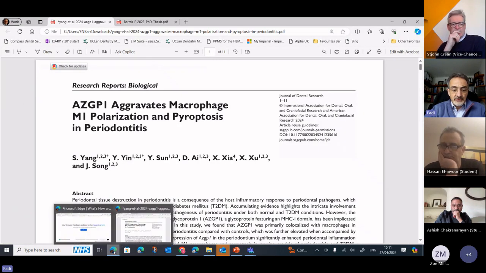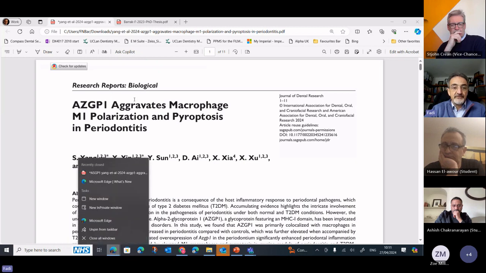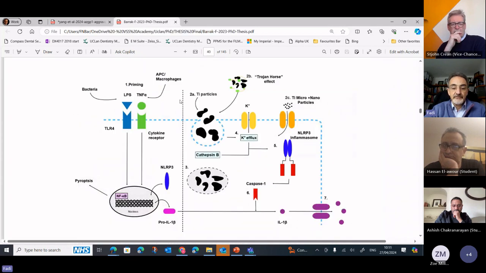So the other thing I was going to share before we go further, I'll explain this, because what happens when a macrophage is stimulated? So this is just a little diagram from my thesis, hopefully to try and explain before we go into the paper.